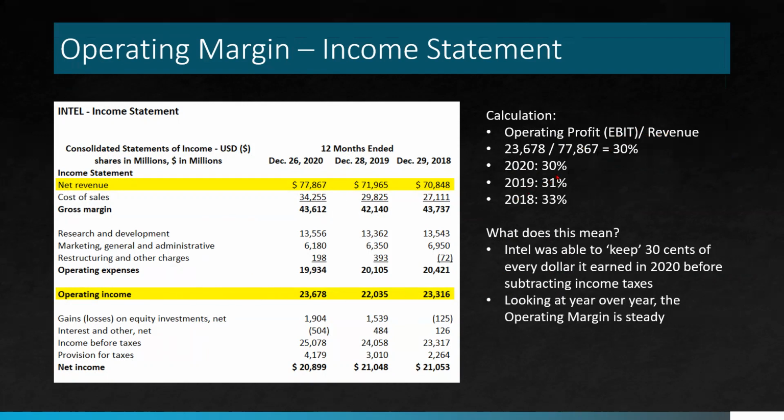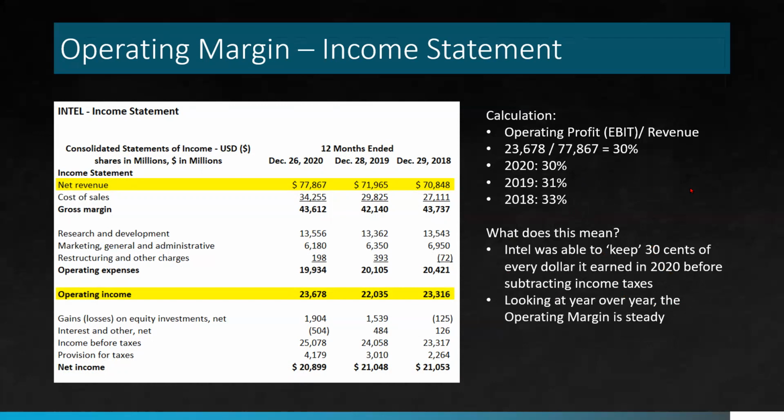So when I do the calculation, I see that the numbers are pretty steady, but they are getting worse, just as in all of the other profitability ratios that we've just calculated. So they're pretty steady, but it is declining year over year.